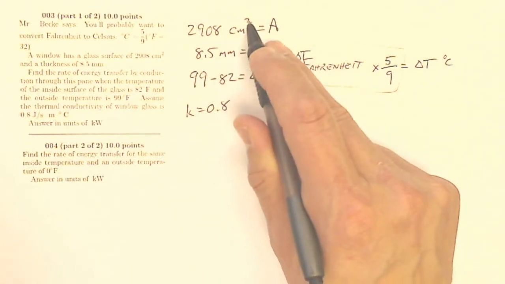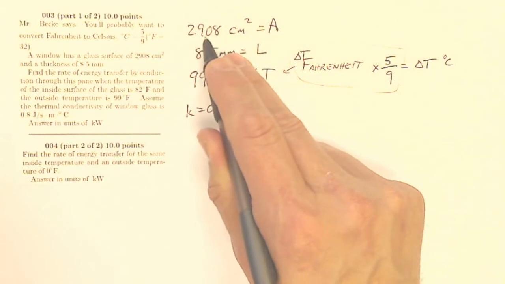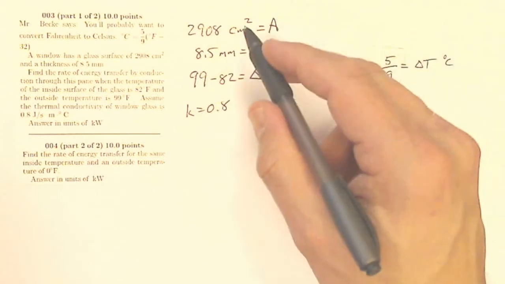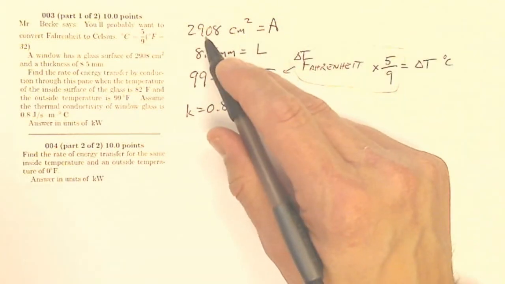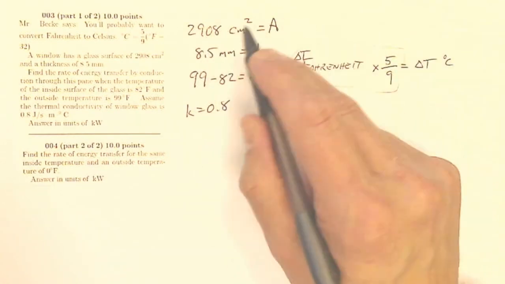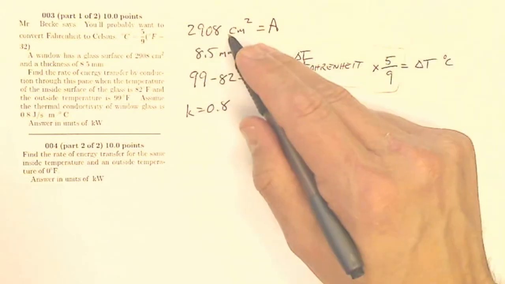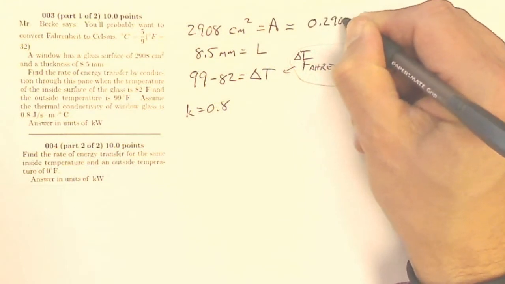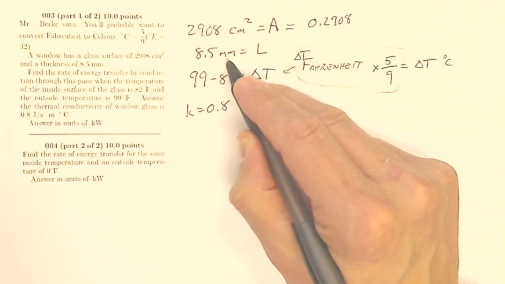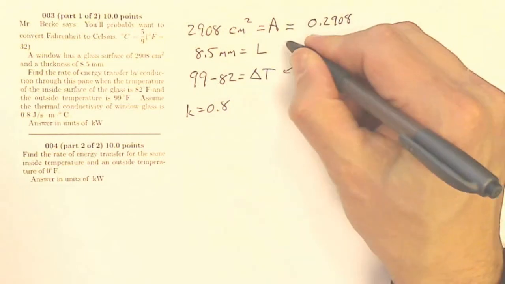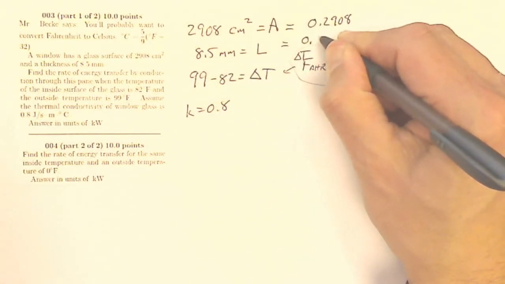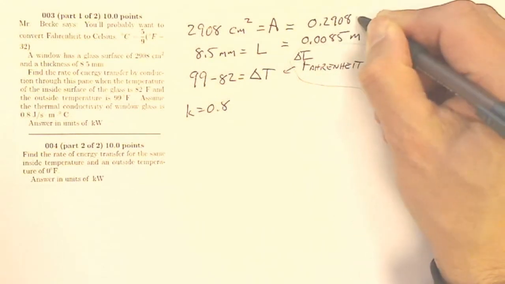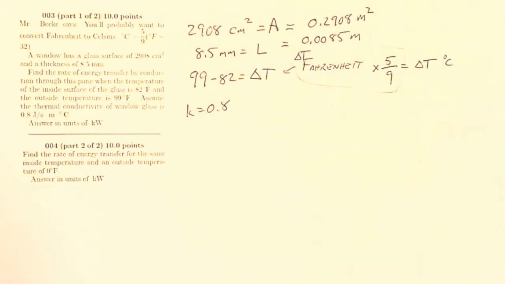Your area is in centimeters squared, so you can't just divide this by 100 with 2 decimals. You have to divide it by 100 and then 100 again, because there's not 100 centimeters squared in a meter squared, but there's 100 times 100 centimeters squared in a meter squared, so that's 4 decimal places. So for me, that's going to be 0.2908. The length is in millimeters, so if it's 8.5 millimeters, that's going to be 3 decimal places, so that's 0.0085 meters, and this is meters squared. So now I'm getting in units that I can work.